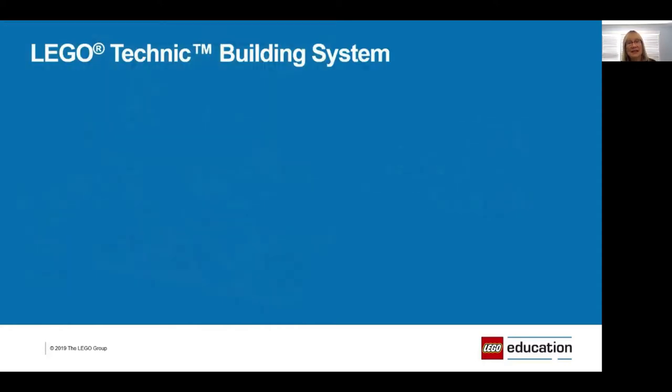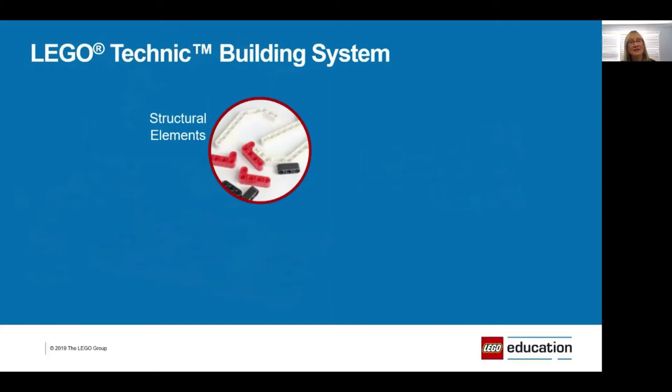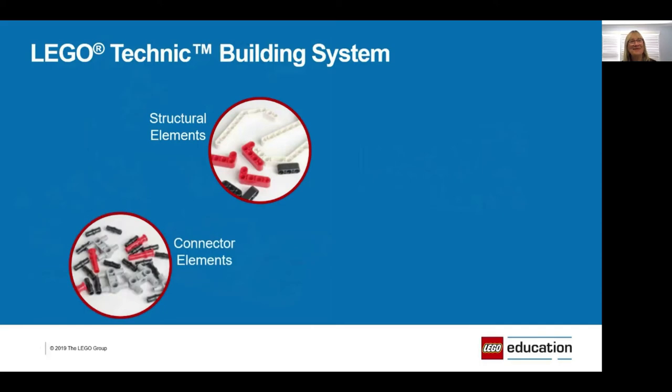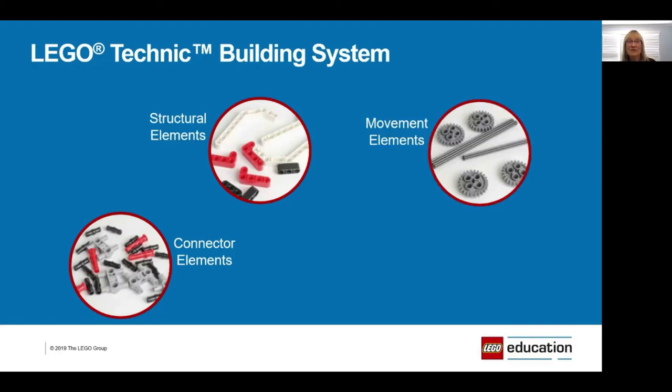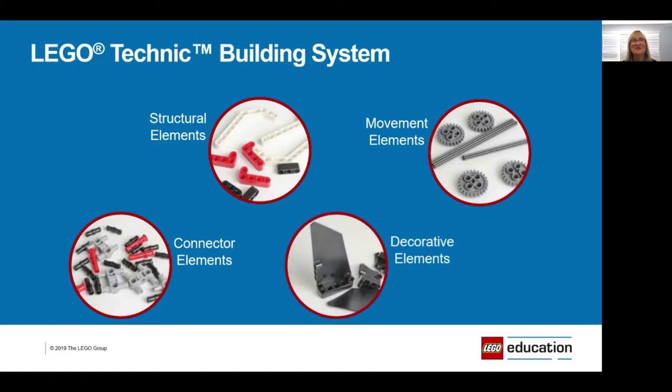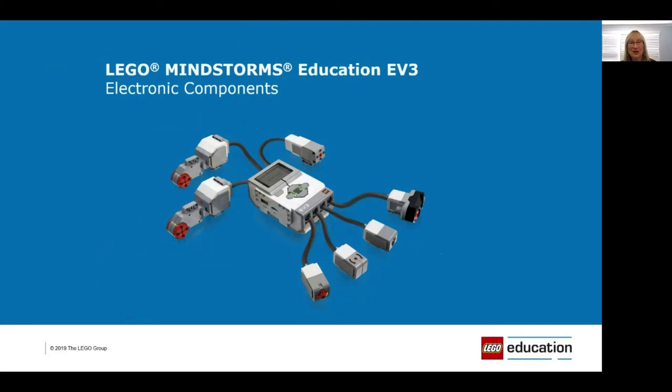So just looking at the LEGO Technic building system used by the EV3 platform, the elements themselves are sorted into different categories. You've got the structural elements, which essentially hold the model together. You've got the connector elements, which link the elements to each other. You have the movement elements, which are used to enable movement. And then, of course, you have the decorative elements, which everyone seems to like and which add decoration to the model.